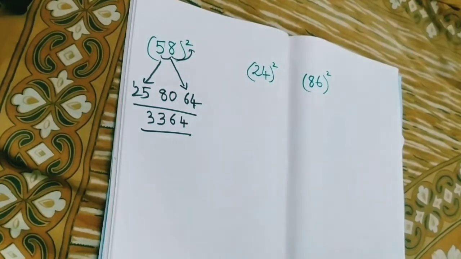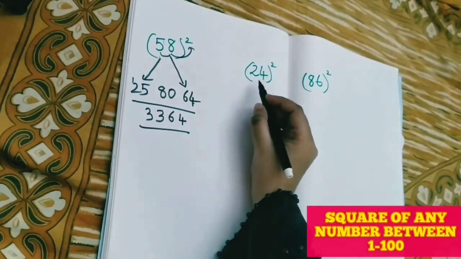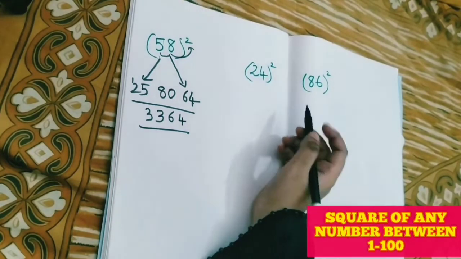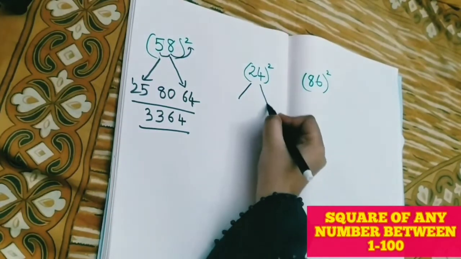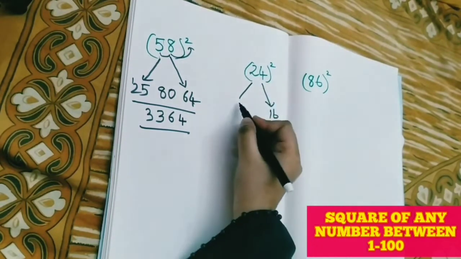So simple, isn't it? Now let me take another number. For example, 24 the whole square. How will you do the first step? The square of 4 is 16. The square of 2 is 4.